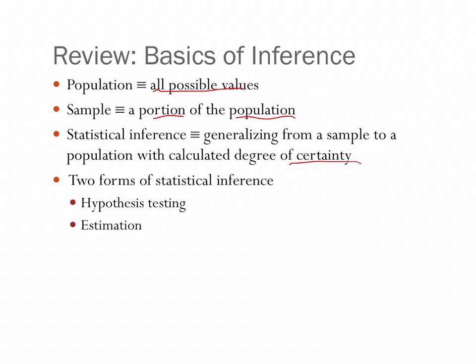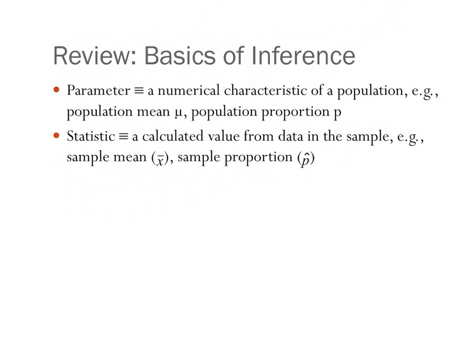And there are two forms of statistical testing. There's hypothesis testing and estimation. So the basics of inference, you have parameters, which is a numerical characteristic of a population, population mean, shown as mu here, and the population proportion as p. And then a statistic is calculated value of the data set as a sample mean x bar, and a sample proportion as p hat, a little doodad up top called a hat. And so notice the difference in the symbols. One is for the parameters of population, the other one is from the data in the sample set itself.